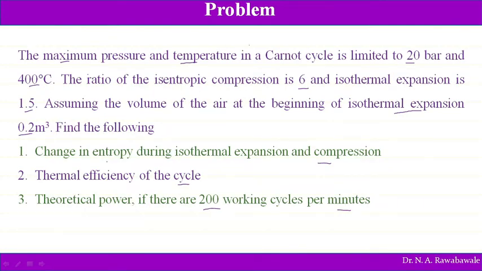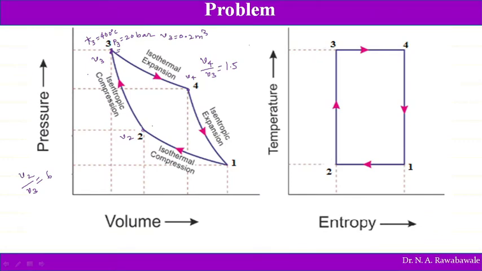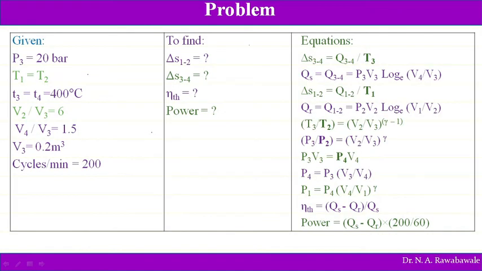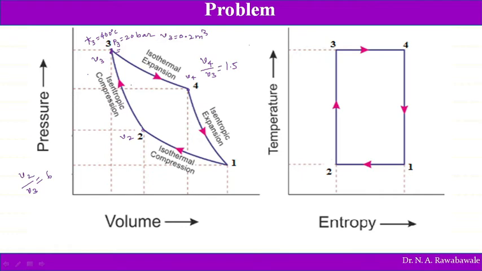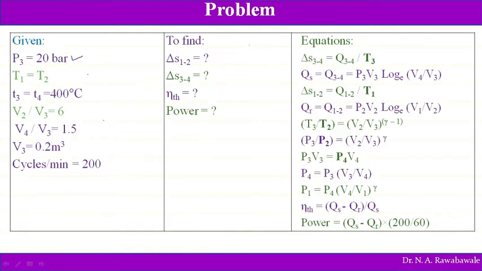Then he is asking us to find the change in entropy during isothermal expansion and compression, the thermal efficiency of the cycle, and the theoretical power if there are 200 working cycles per minute. Whatever data is given, we will collect into a table. The highest pressure is 20 bar, and then the temperature between process 1 to 2: 1 to 2 is an isothermal compression process, so T1 is equal to T2, because an isothermal compression or expansion process is a constant temperature process.